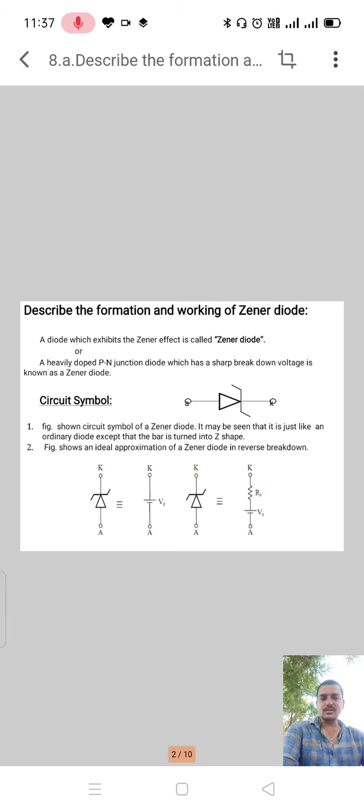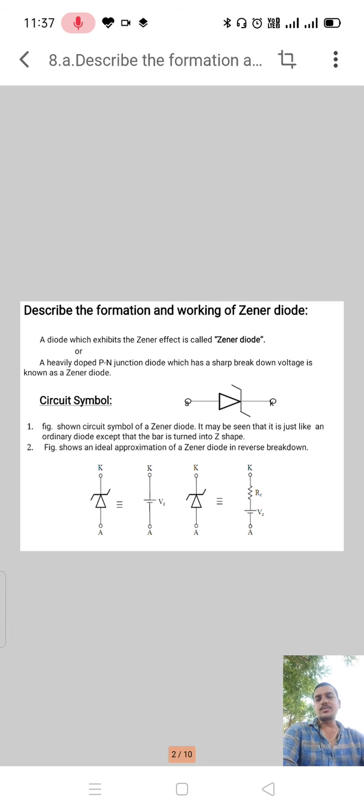The characteristics are in forward bias and in reverse bias. In a simple way, I give simple important points about characteristics; in detail I will explain later. Forward bias characteristics are the same as PN diodes. It is not operated in forward bias. Reverse bias characteristics: it is always operated in reverse bias.